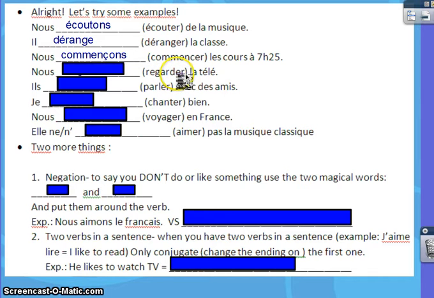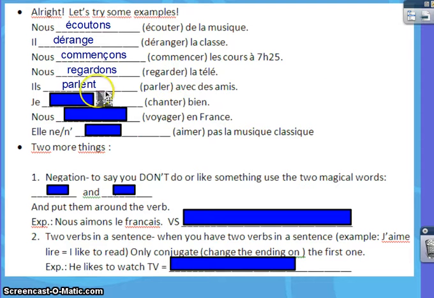All right, well, here's regarder. You'll notice it's not a CER, it's not a GER, so even though it's in the nous form, it's not going to throw me off at all. I'm going to drop the ER, I'm going to add my O and S, and I'm not going to worry because it's not a CER and it's not a GER. Nous regardons la télé, we watch TV. Same thing with this one. It's not a CER, it's not a GER. I could have done this back in September. Drop off the ER, add the ENT because ils is my subject. Ils parlent avec des amis. They are talking with some friends.